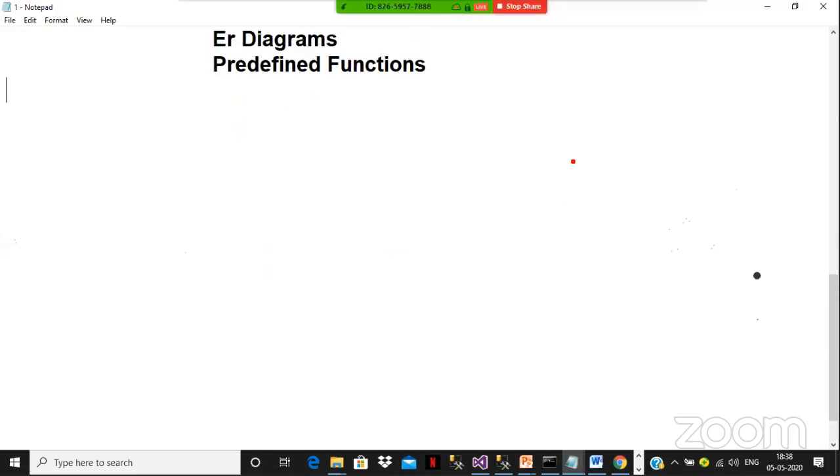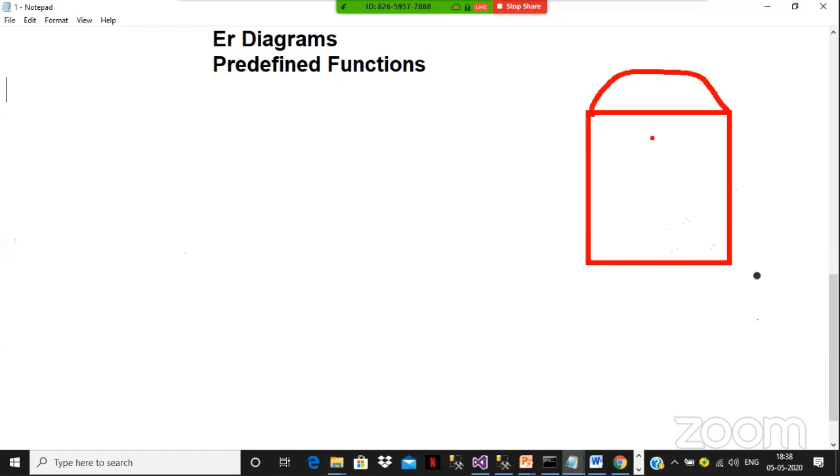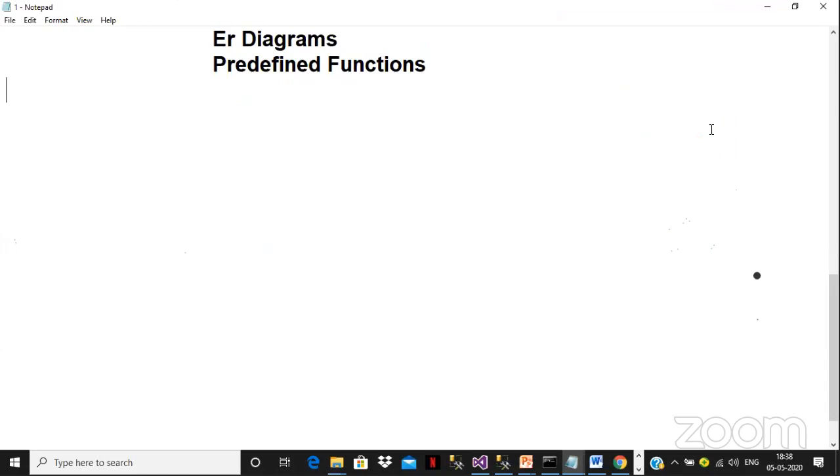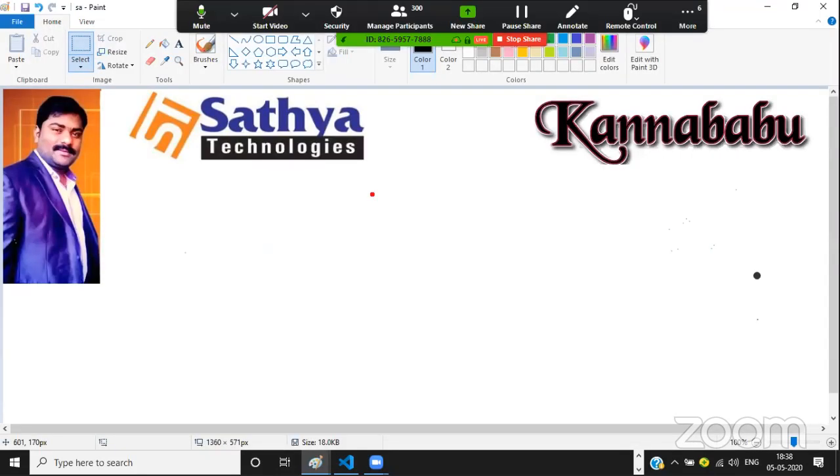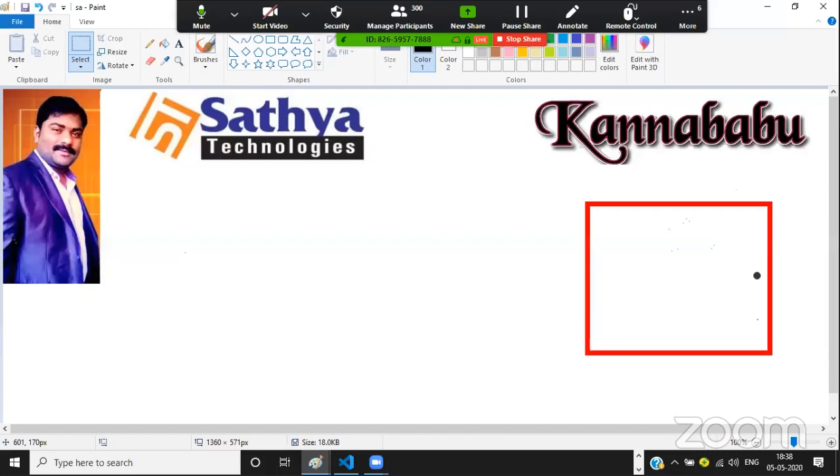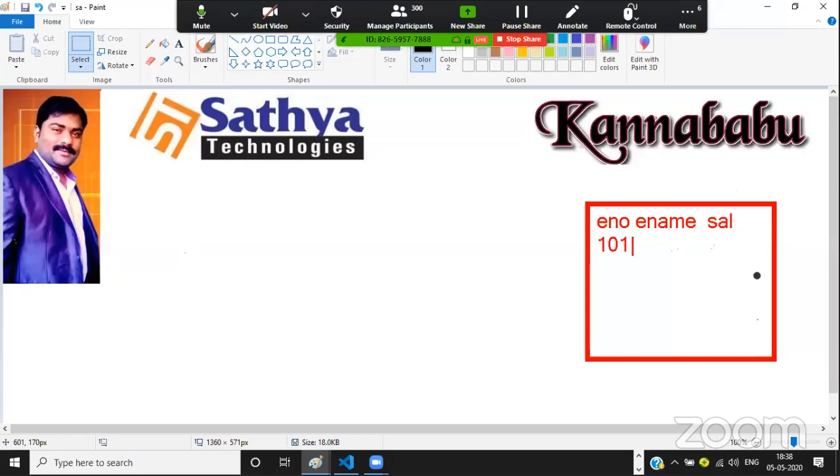See, database server, is it clear? Database server is not user friendly. Actually, database is not user friendly. End user cannot directly interact with these databases. End user cannot directly communicate with databases. Is it clear? Because if anyone wants to interact with databases, we have to write queries. If you want to communicate with the database, we have to write what?